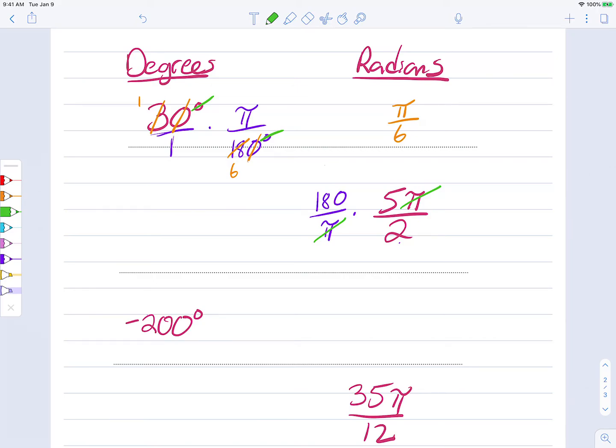So I have a 180 times 5 on the top and a divided by 2 on the bottom. Well, before I multiply, I can cross reduce. I can divide the 180 and 2 by 2. 2 divided by 2 is 1. 180 divided by 2 is 90. And if I multiply what's left over, 90 and 5 are both on the top, and that is 450 degrees. So 5 pi over 2 is the same as 450 degrees.